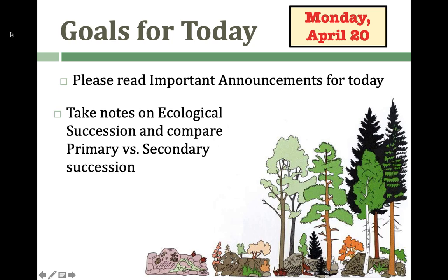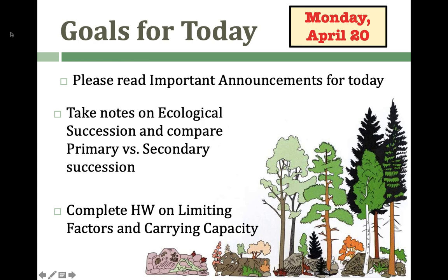What we're talking about today is ecological succession, and we're going to compare the two types of ecological succession, primary versus secondary. The only thing I need you to turn in for today is the homework assignment in this folder on limiting factors and carrying capacity. You're going to want to use your notes from Thursday that we took on those topics to help you complete that homework assignment.